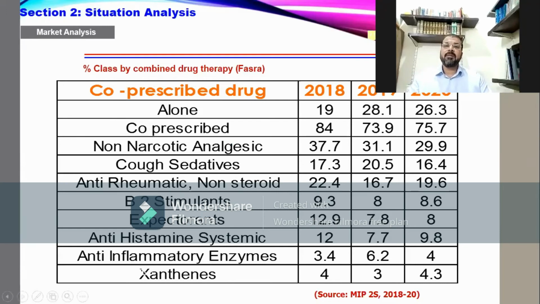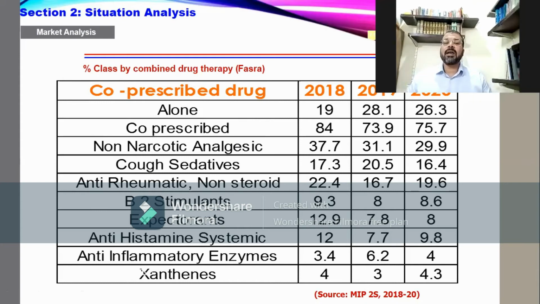Then co-prescribed from this secondary data, you also get one thing: what other products are being prescribed with this product. For example, it is prescribed 26% alone as a single brand. Then it's co-prescribed in 75.7% cases. With what other products? With analgesic, with cough sedative, with antirheumatic, with expectorant. This tells you again which are the other products which are being prescribed with this particular product.